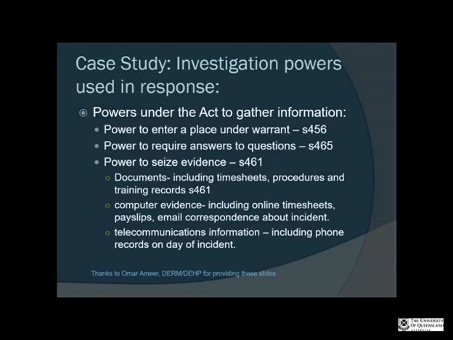And they also took telecommunications information, so they got phone records of the day to see who rang who after the incident occurred.